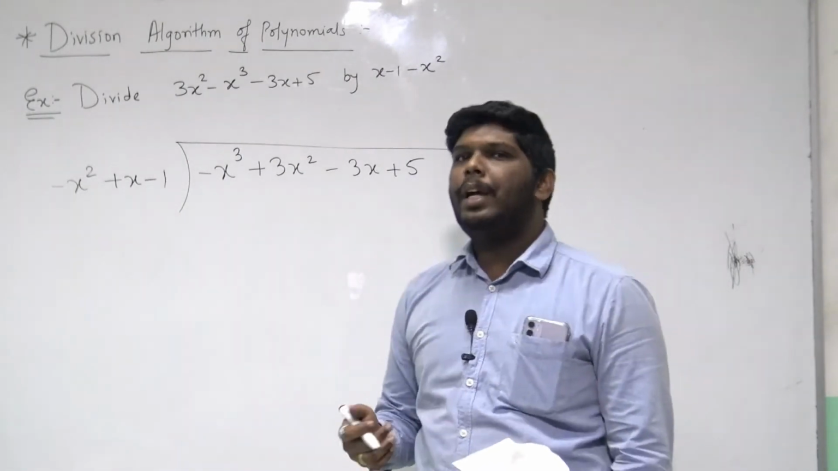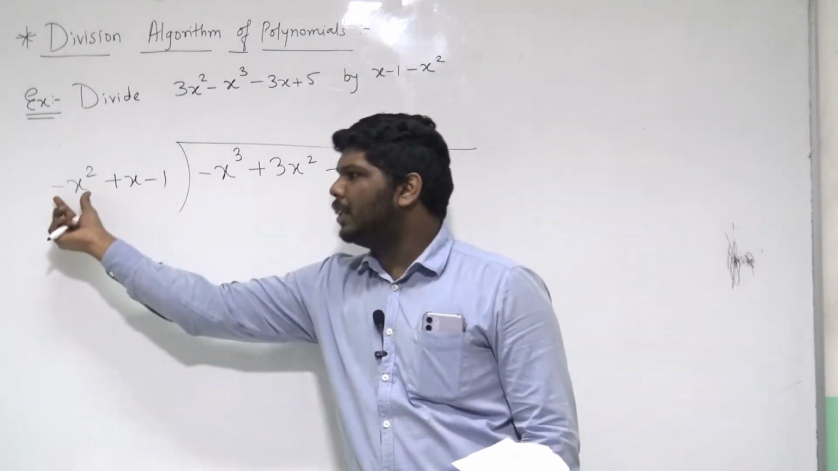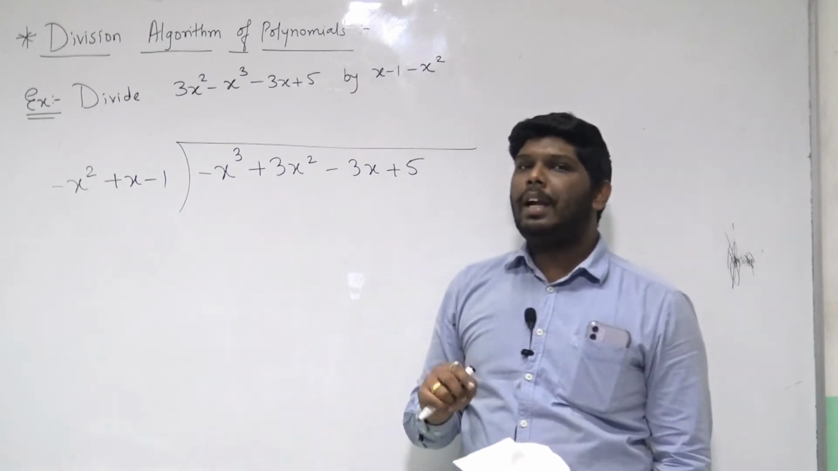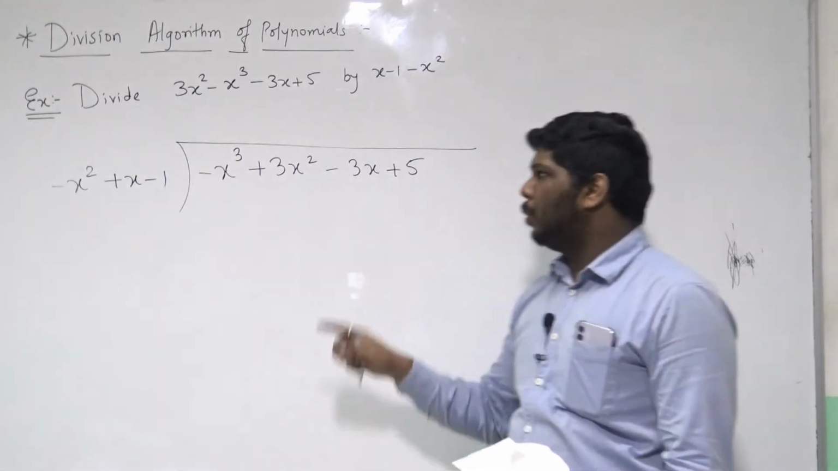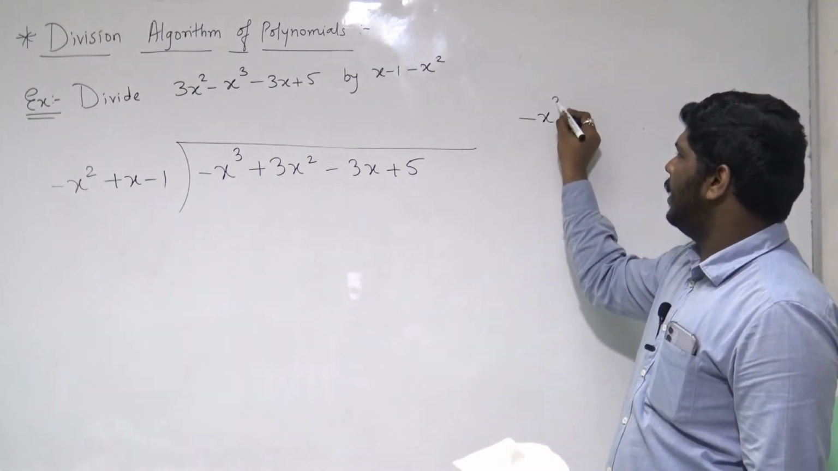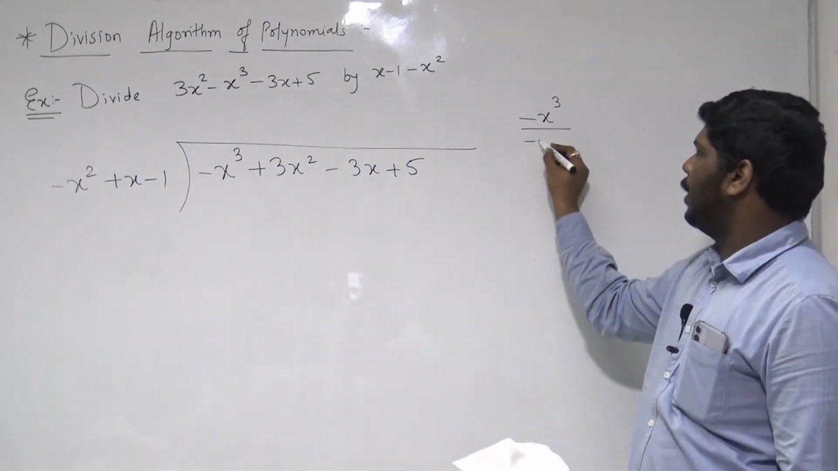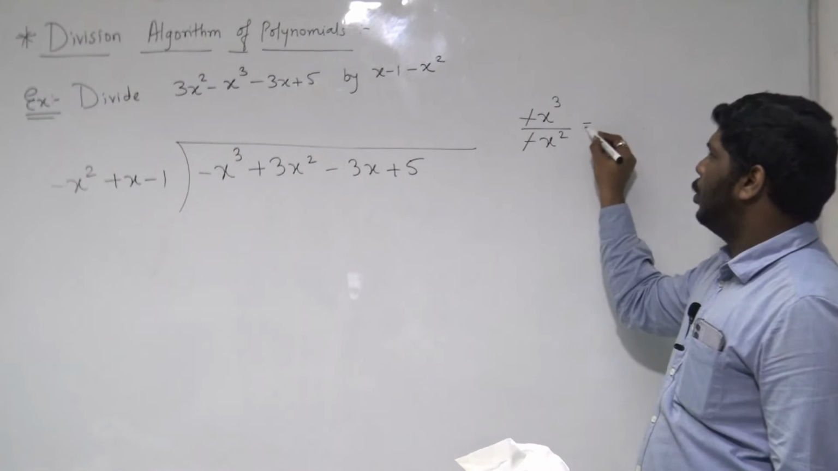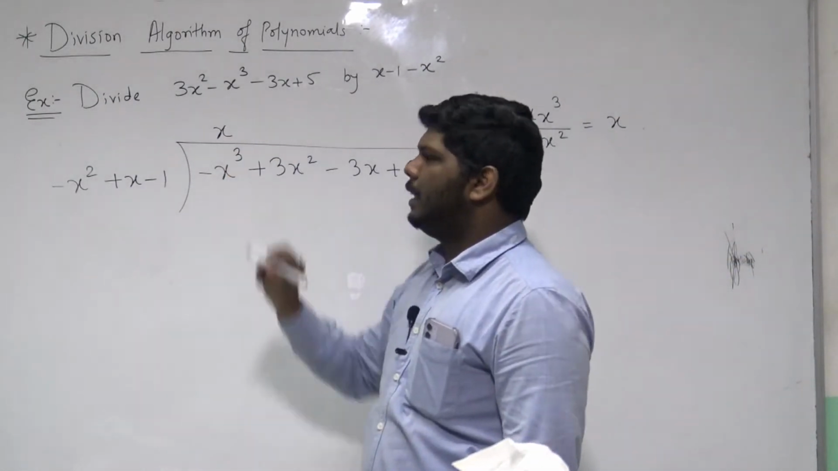Now what is the next step that you will do? You will select the first term from inside and the first term from outside, and you will start dividing. Whatever term you get after division, you are going to write it here. Okay, so first term inside is minus x cube, and first term outside is minus x square. So if you divide this, minus minus will be cancelled, and x cube upon x square we know is x. So the first term that I can write here is x.